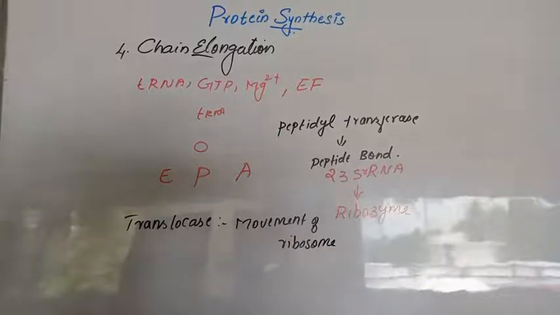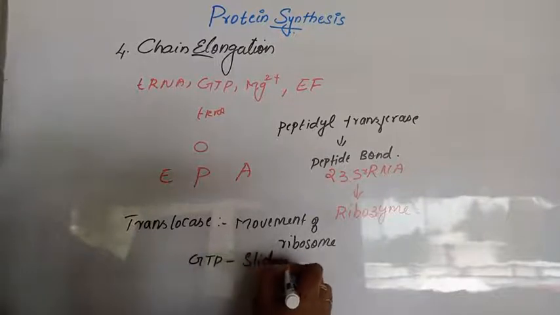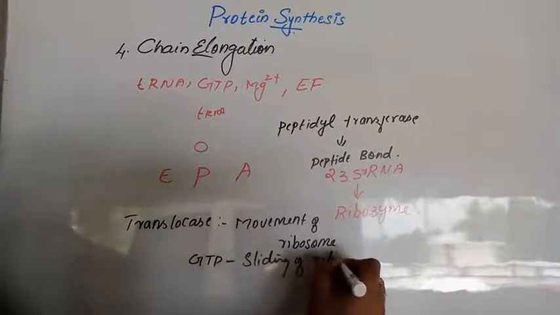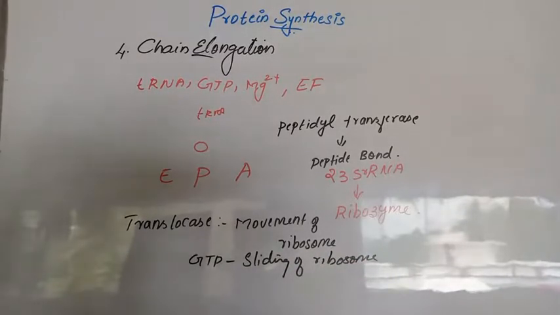Translocase enzyme is the enzyme which is helpful for the movement of ribosome, and energy GTP is required for the sliding of ribosome. In the elongation process, some protein factors are also helpful, which are known as elongation factors.